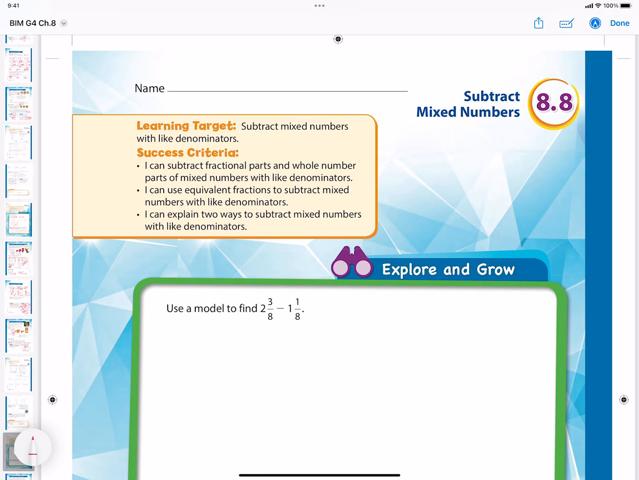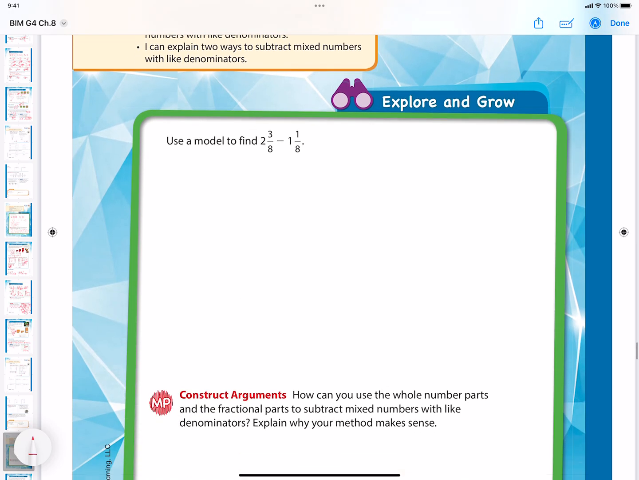This is lesson 8.8, subtract mixed numbers. Our target is to subtract mixed numbers with like denominators. And this is our criteria that we are going to work on. I can subtract fractional parts and whole number parts of mixed numbers with like denominators. And I can use equivalent fractions to subtract mixed numbers with like denominators. I can explain two ways to subtract mixed numbers with like denominators.